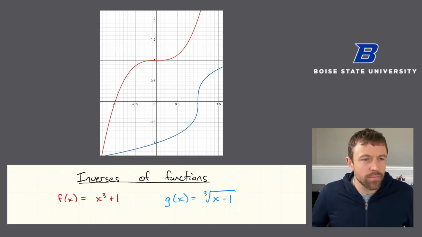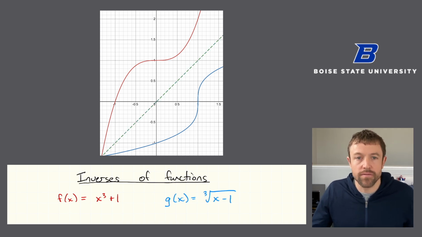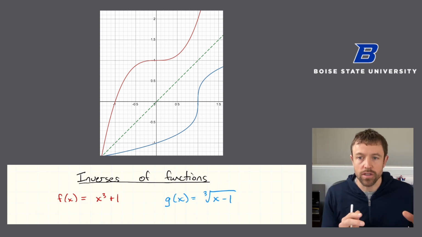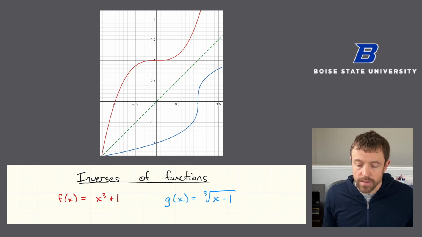So what do we mean when we say these two functions are inverses? Let's start with the visual picture. Visually, one way of thinking about this is that these two functions, their graphs, are reflected across this line that I've drawn in green, the line y equals x, right? If we reflect across this, the red function and the blue function match up with each other. That's one way to think about this.